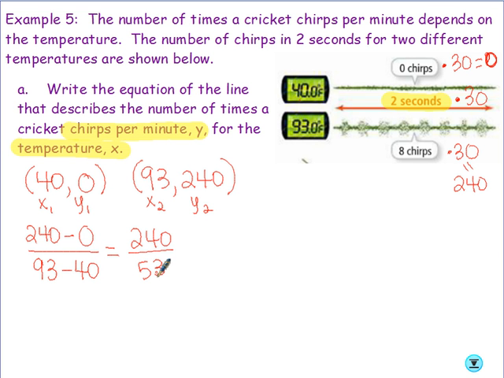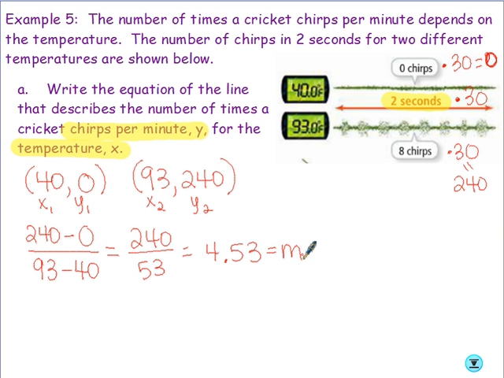Now, I am going to break the rules here. This is a real life problem. In real life problems, decimals are allowed. So for this problem only, we are going to take 240 divided by 53 and get a decimal, and we're going to round it to 2 decimal places. So if you look in your calculator, 240 divided by 53 should give you 4.53. I will allow you to use a decimal because it's a word problem. Only on word problems. So this is your m.